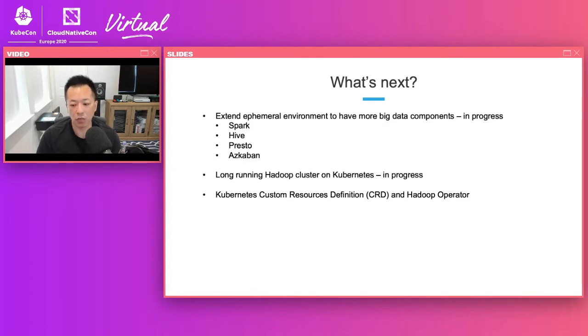And the number of issues we've encountered is not small, but we do see 20 times faster deployment speed. Our next major goal will be Kubernetes custom resource definitions and a Hadoop operator. Hopefully we can open source those when they are ready.